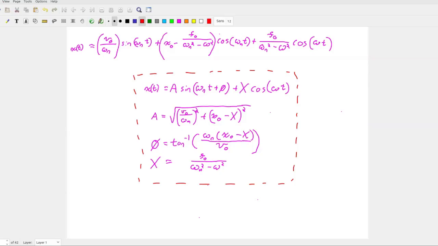And that is a full solution to a forced one degree of freedom system problem without damping.